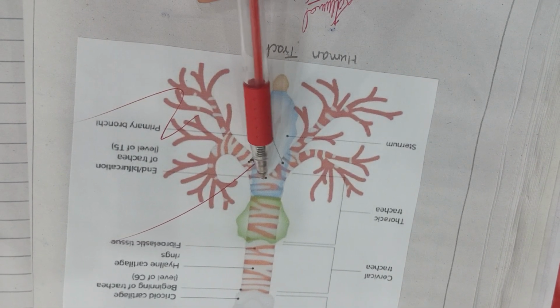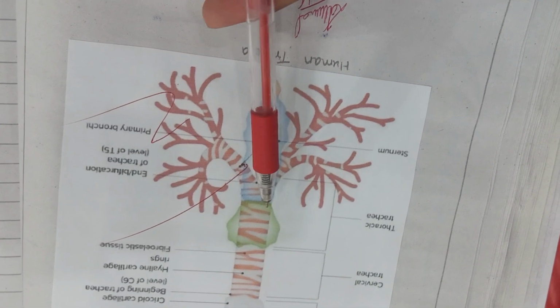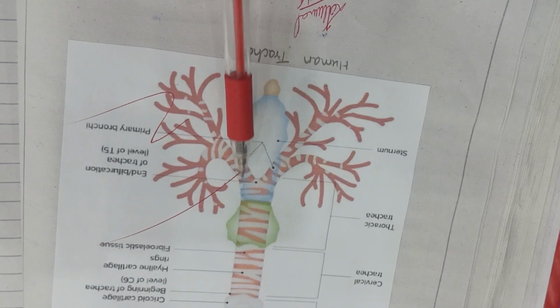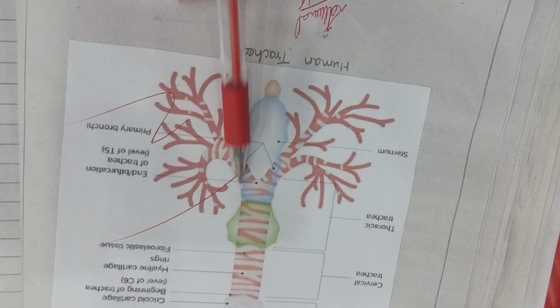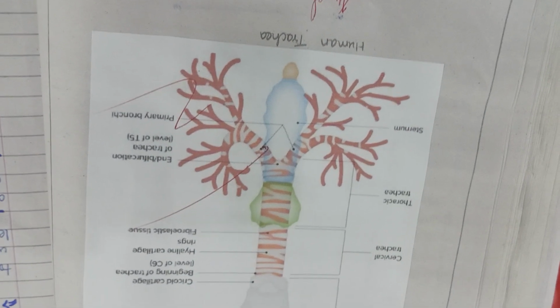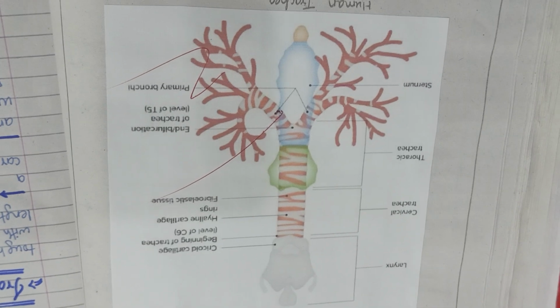They are showing the rings of the trachea, and now this trachea is going to divide into the primary bronchi, left and right bronchi. Then these left and right bronchi enter into your lungs and further divide themselves. I hope that you could understand the concept of the trachea.